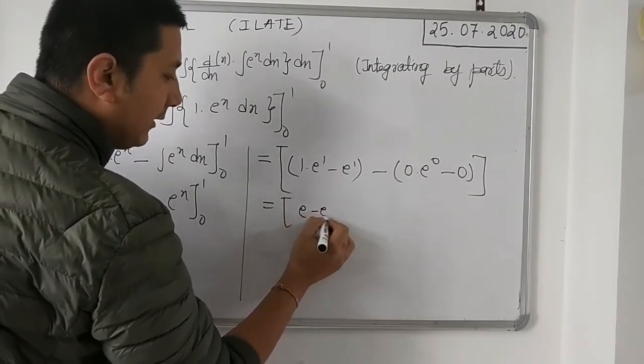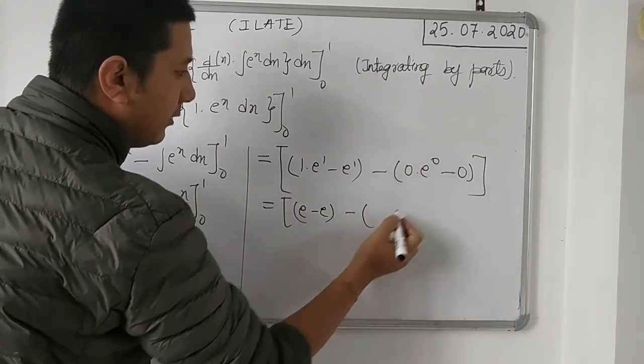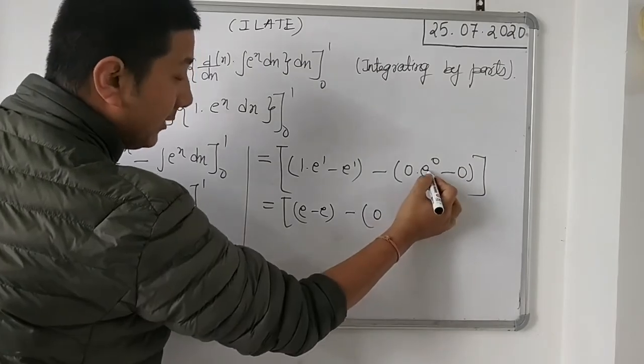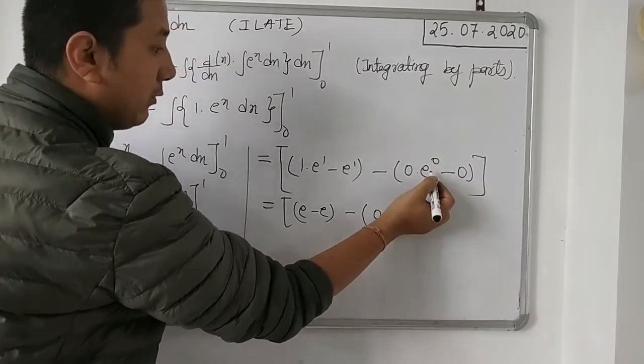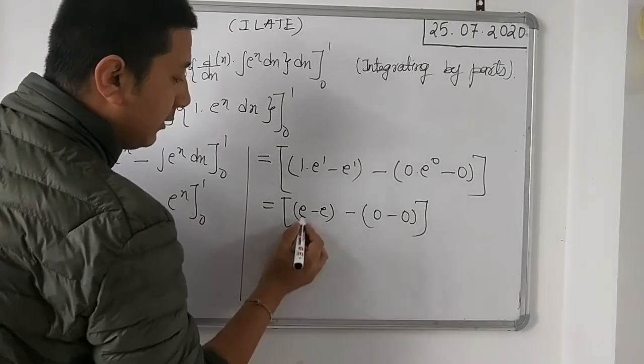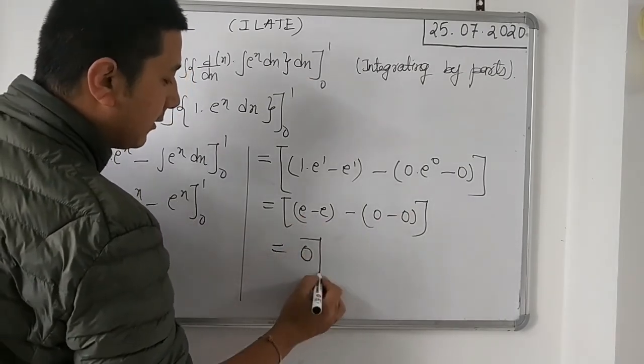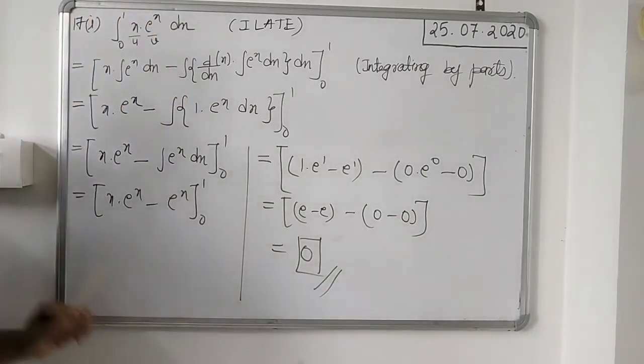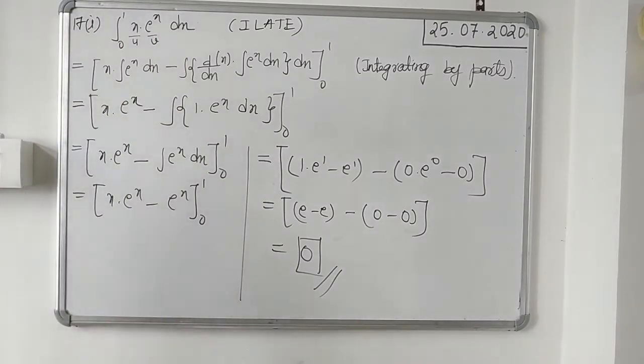So therefore this is e to the power 1, e to the power 1. So e minus e, alright, this is already 0, even this 1, e to the power 0 is 1, but 0 into 1 is 0 minus 0. So therefore e gets cancelled out, so the whole answer is how much? 0. So pause the video and note it down.